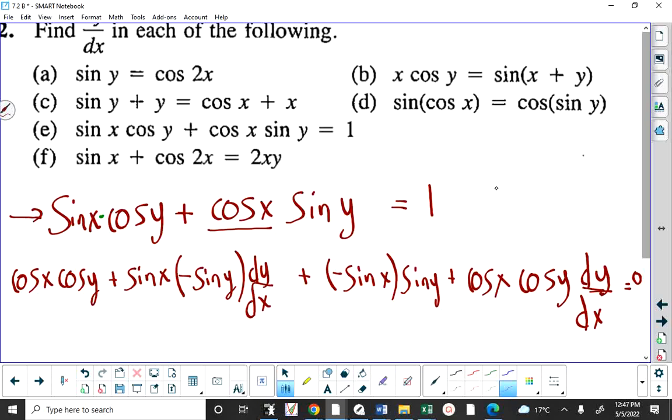Are you fine with that, Marcel? It's equal to 0 because the derivative of 1 is 0. Okay, but we'll finish it anyway.